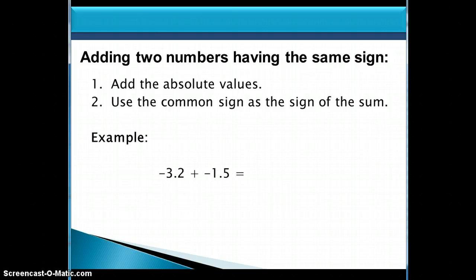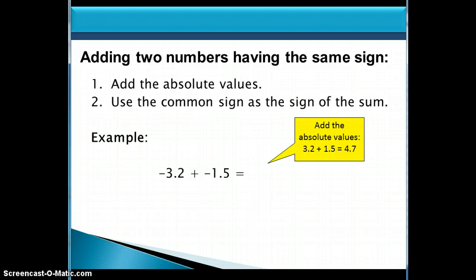Let's look at another example, this time with some decimal numbers. So we have -3.2, and we're going to add to that -1.5. So they're both negative numbers. So we're going to add their absolute values together. 3.2 plus 1.5 equals 4.7. So that's going to be the number part of our answer. And then remember that we use the common sign, which is a negative sign, as the sign of our answer. So our answer becomes -4.7.